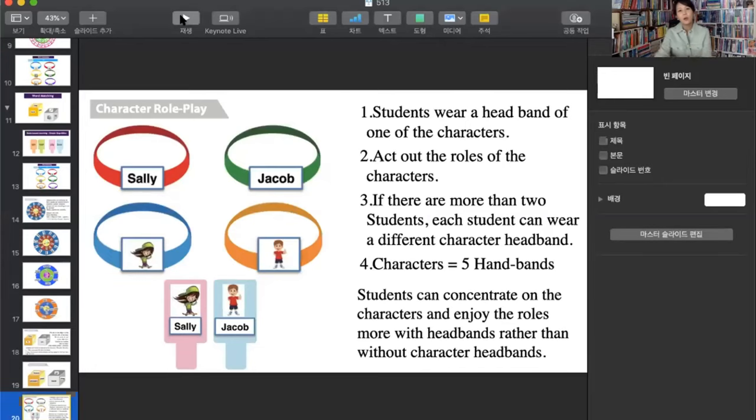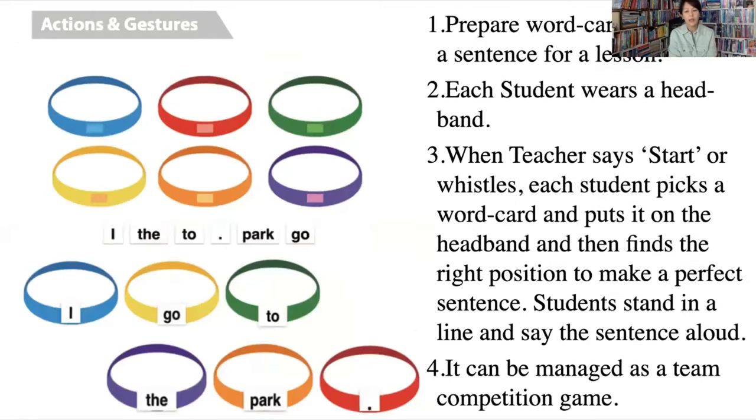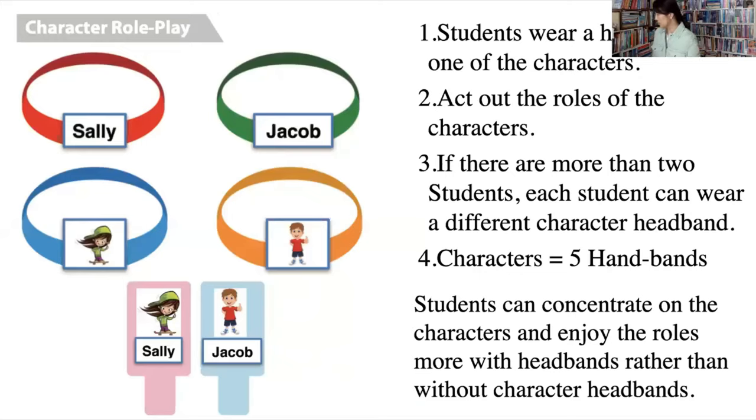Let me go to the PPT again. Then there are more activities you can use with headbands. This is Sally and Jacob. I will give an example with one storybook page, and I will give all the adaptations at the end of this training. So I will just show you good examples of how to use it. It's a general explanation now. There are five different color headbands, two each, so 10 headbands. Let me go back to the former page again, I'm sorry.